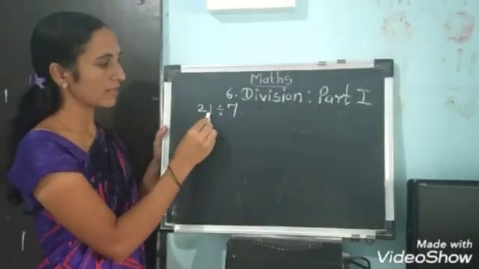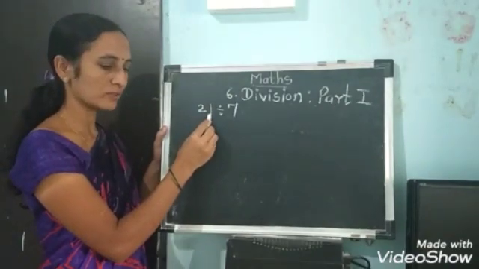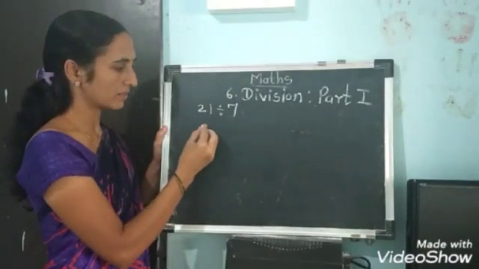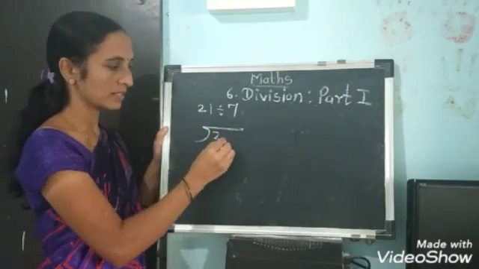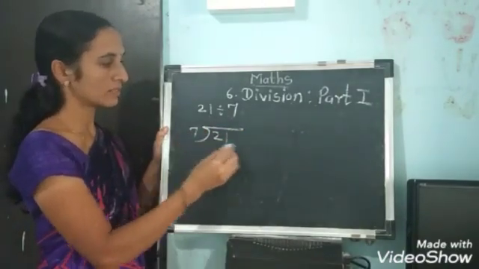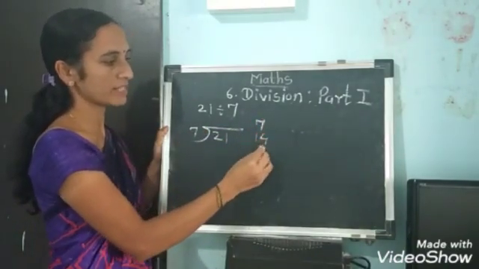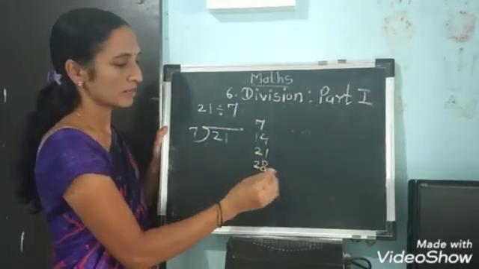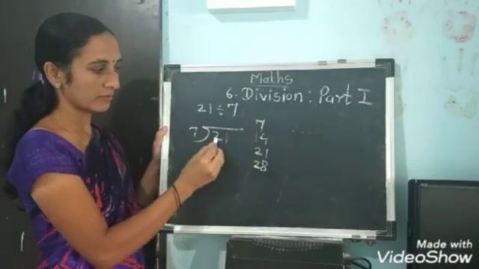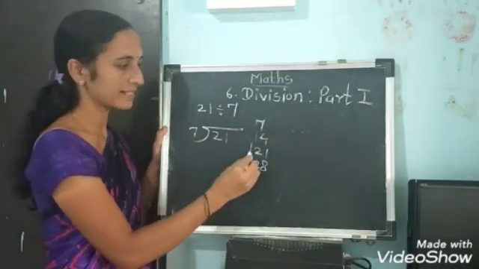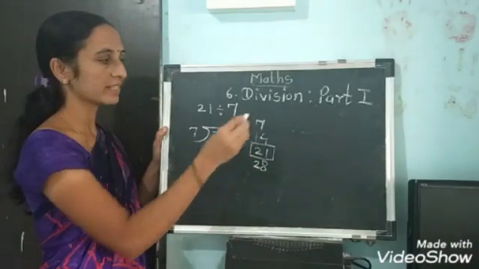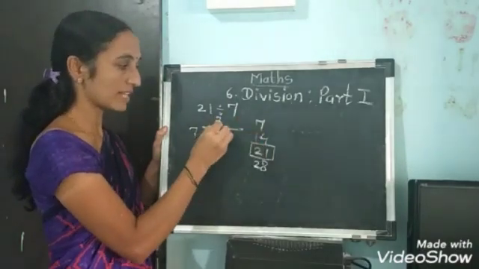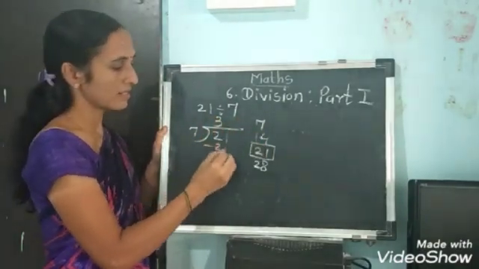Second example is 21 flowers we wanted to distribute among 7 children. So here bigger number, here smaller number. Now 7's table. 7 1s are 7, 7 2s are 14, 7 3s are 21, 7 4s are 28. Is there 21? 21 we want. Is there? Yes, it is there here. At which place? 1, 2, 3. So 7 3s is our answer.